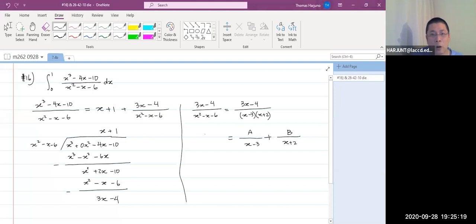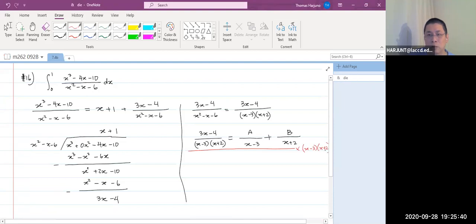Okay, that's our 3x minus 4 over x minus 3, x plus 2. Now multiply by the LCD, x minus 3, x plus 2. That will give me 3x minus 4 equals a times x plus 2 plus b times x minus 3.